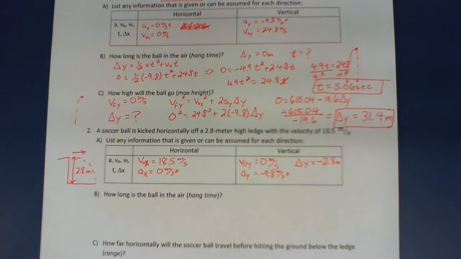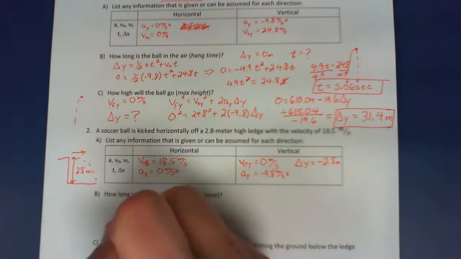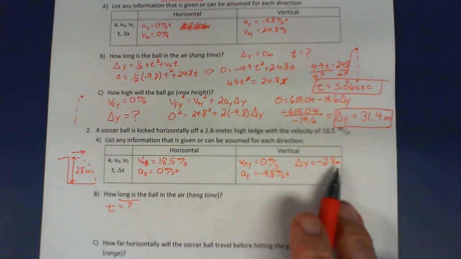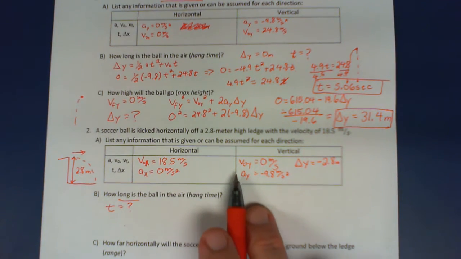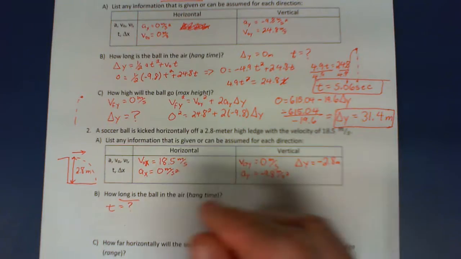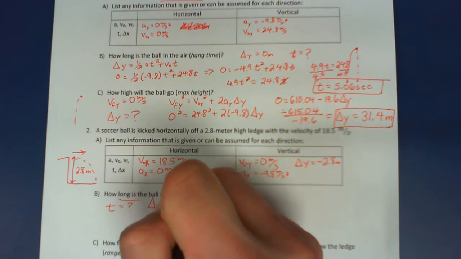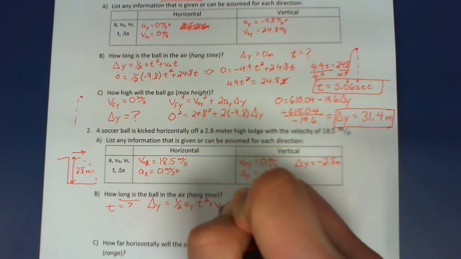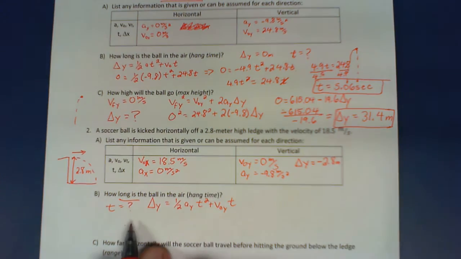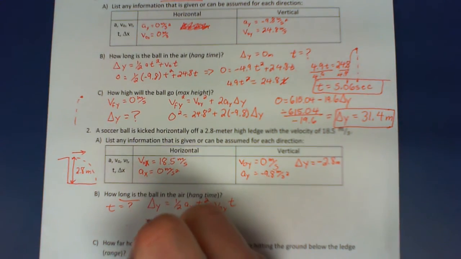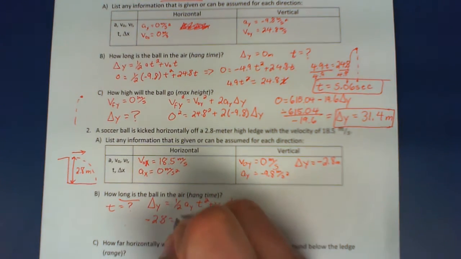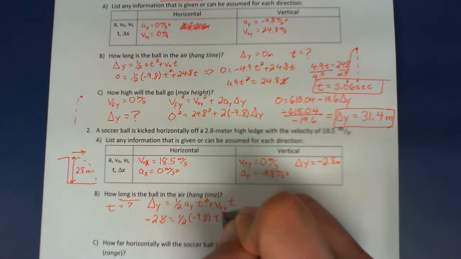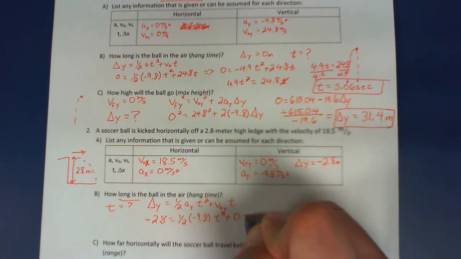All right. So how long is it in the air? So we're looking for time. And you can see we have all the information we need. We got displacement, acceleration, initial velocity. So finding the time, the displacement is going to be equal to 1/2 times acceleration times time squared plus the initial velocity times time. So the displacement is negative 2.8. That equals half of negative 9.8 times time squared plus the initial velocity, which is 0, times time.